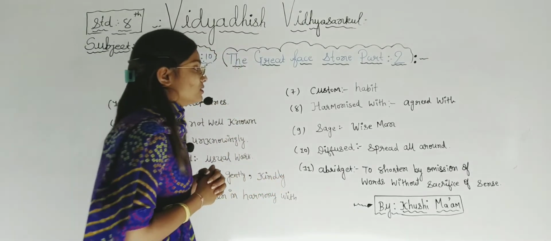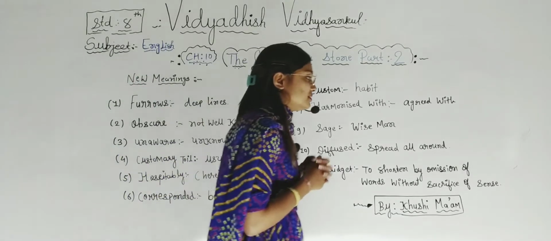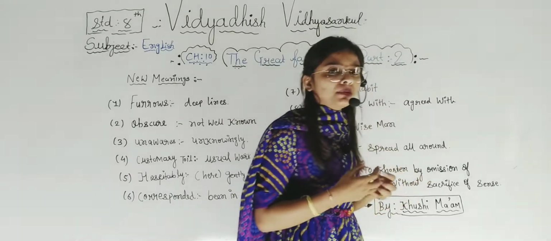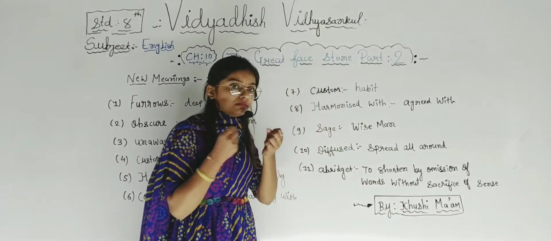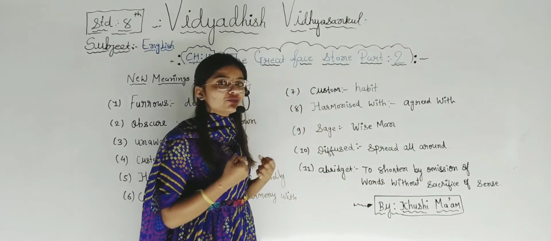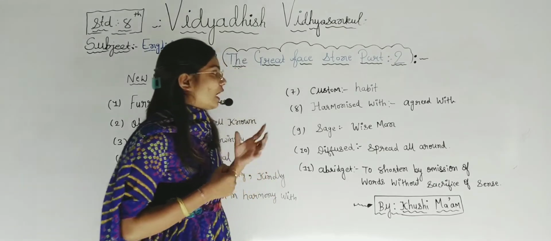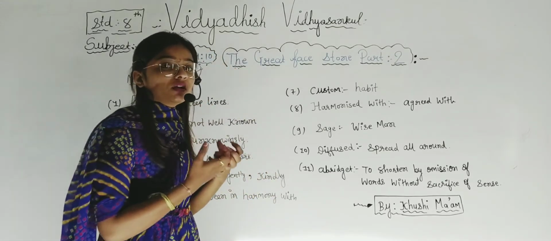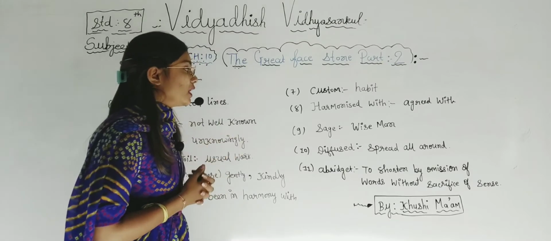Harmonized with. Now, what is the meaning of harmonized with? It means agreed with. Sometimes some things happen in our life and we have to agree with those things, right? So here harmonized means we have to acknowledge those things. Next we have the sage.